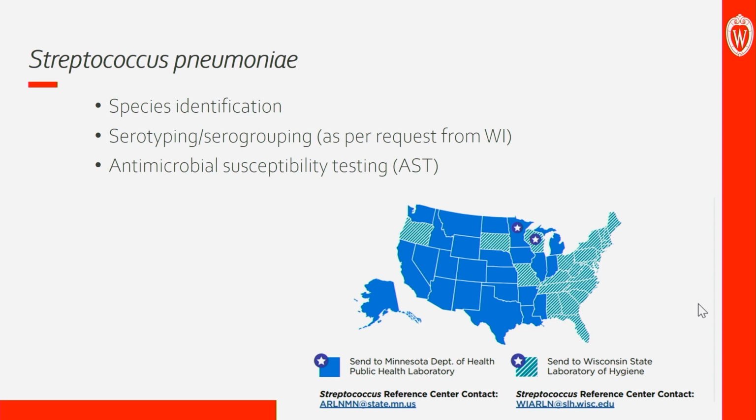There are a couple different programs that do strep pneumo testing in Wisconsin. For the AR Lab Network, we get isolates from about half of the country, and we do species identification, serotyping and serogrouping, and antimicrobial susceptibility testing. We ask for all CSF isolates regardless of susceptibility, invasive isolates that are non-susceptible to clinically relevant antibiotics, and then possible failure of therapy or vaccine or outbreak isolates.